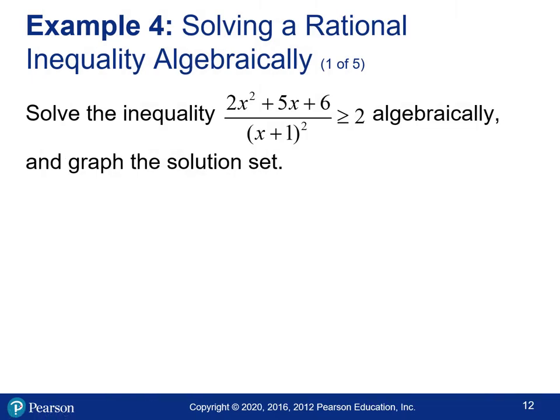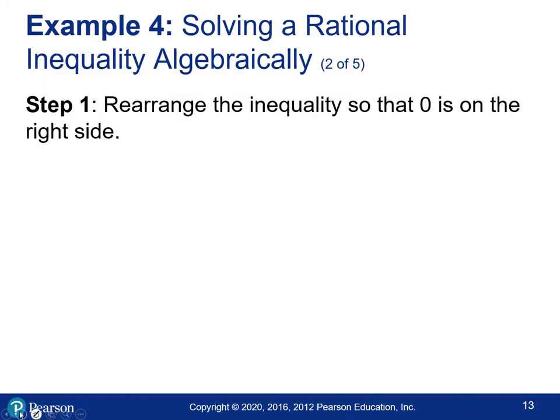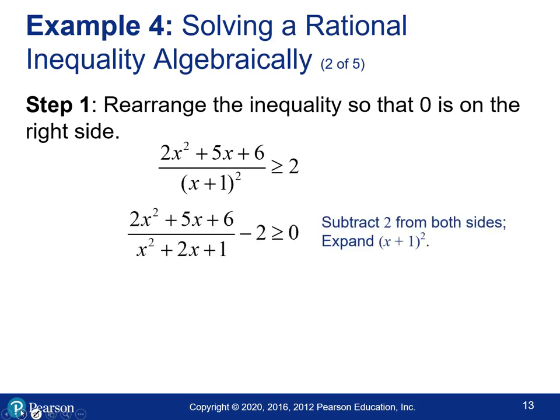Alright, let's do one more. So we're going to be solving this inequality algebraically this time, not graphing. And then this one we're going to want 0 on one side, and so we're going to have to do some algebra to rearrange this. So we're going to move over the 2 by subtracting, so subtract 2 from both sides, and also go ahead and expand the denominator so you can FOIL that out.